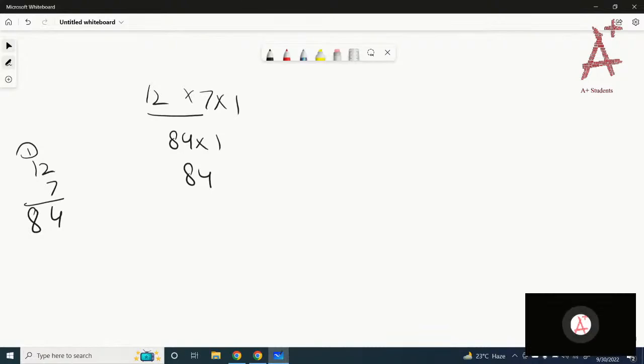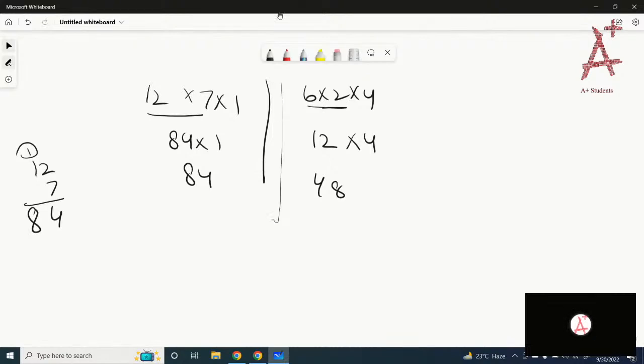Okay, the next one is 6 times 2 times 4. So first you have to multiply the first two numbers. You need to do 6 times 2. So 6 times 2 is 12, and then you have to do 12 times 4. So 12 times 4 is, yes, it is 48. So select the correct option and click on the OK button.